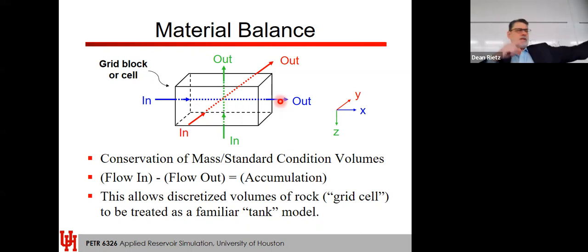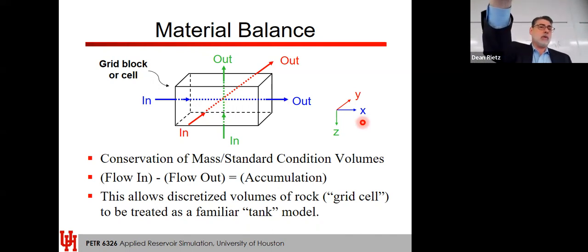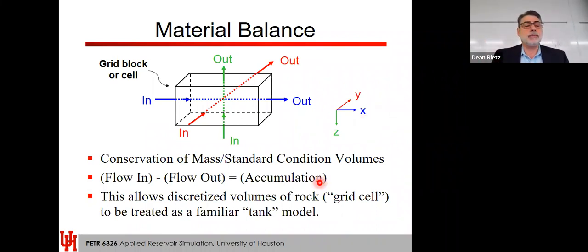And I guess you're looking at it this way, the other way, but we want to know what's coming in from that face, what's going out from that face. So we keep track of that. And then we want to know what's coming in from there and what's going out there. And we want to figure out what's going out from the top to the bottom. And if we keep track of all those, just like material balance, if there's any difference, it's an accumulation, right? So we have flow in minus flow out equals accumulation. This allows the discretized volumes of rock, or the grid cell, to be treated like a material balance tank, like we all know.